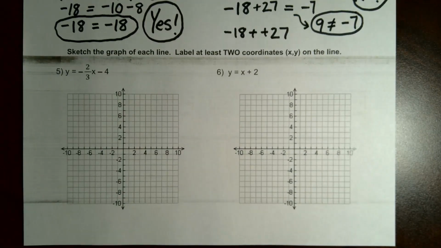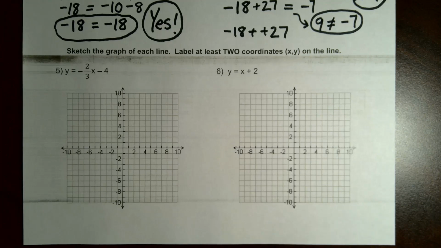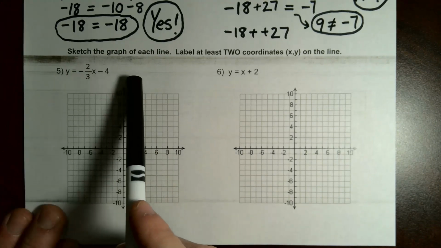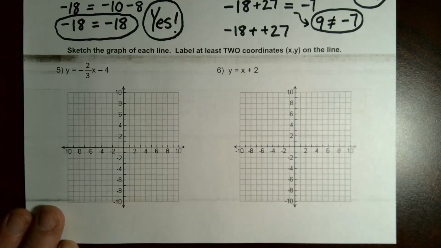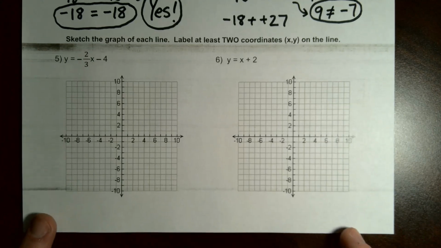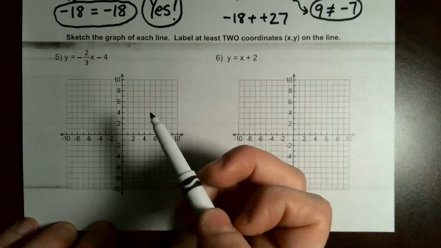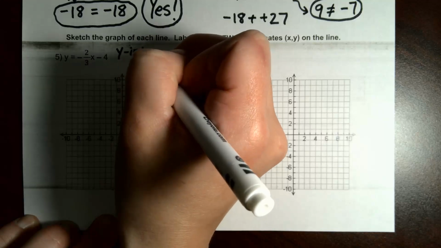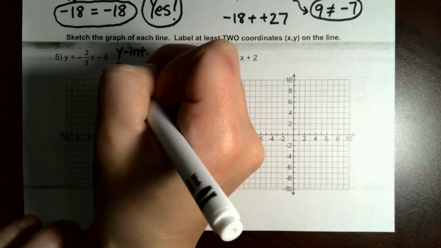Okay, number 5. We've got y equals -2/3 x minus 4. First of all, I want you to notice this is already in slope-intercept form. So there's a really easy way to find out how to graph this without doing any math. What could we do to graph this? Yes, so I'm going to label my y-intercept and my slope.